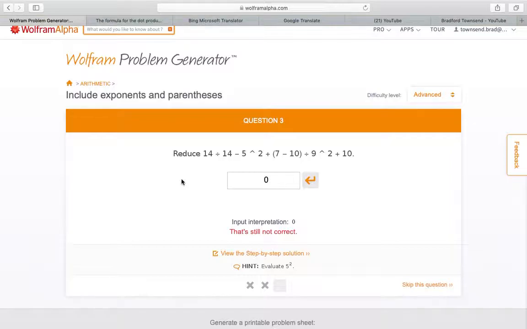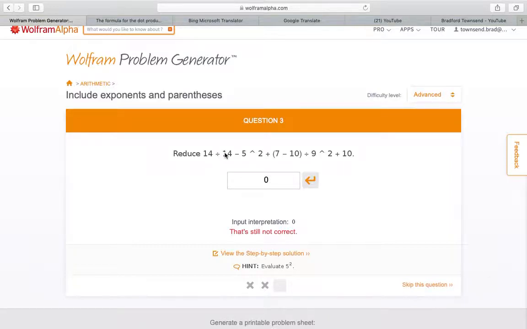5 squared plus, we have parentheses. Parentheses are the highest precedence, the first thing you'll be doing. 7 minus 10, and then that's a divided symbol. 9 squared plus 10. So on this one, the first thing is going to be the parentheses. That's going to be first, and then exponents is going to be second. But if there's 2 exponents, you always go from left to right. So the second one is going to be that minus 5 squared, making that into 25. So that'll be your second step. And then the third step is going to be that 9 squared.